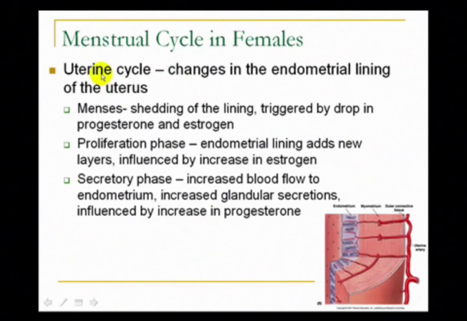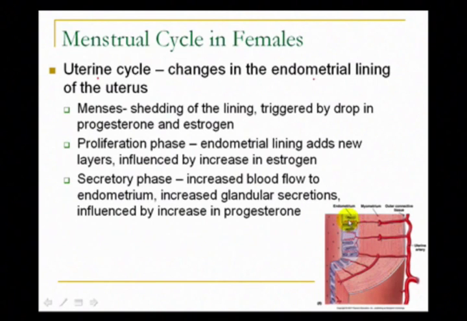All right, let's look at the uterine cycle. What's happening in the uterus during the monthly cycle? This has to do with changes in the endometrial lining of the uterus. If you review your anatomy of the uterine wall, you have connective tissue on the outside. Then the uterus is made up of a lot of smooth muscle, which is the myometrium. That's the smooth muscle portion, because we all know the uterus can contract. That's what happens during labor.